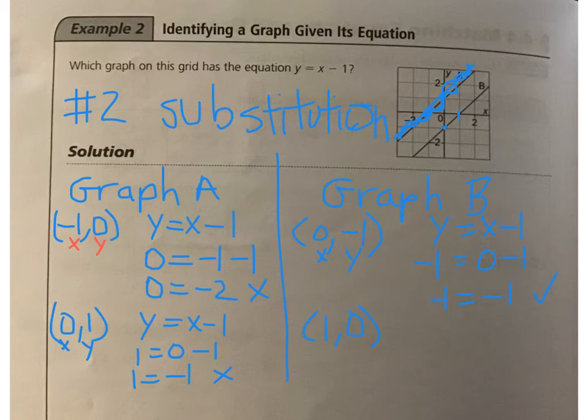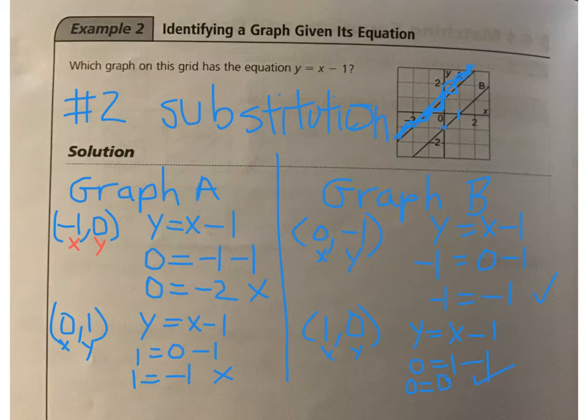Remember, we've got to test 2 points. So let's do the second one just to make sure, because it could be that neither works. So this time my y is a 0, my x is a 1. So I put a 0 on this side, and then I have 1 take away 1. So 1 take away 1 is 0. So my left side matches my right side. So I've got a match.